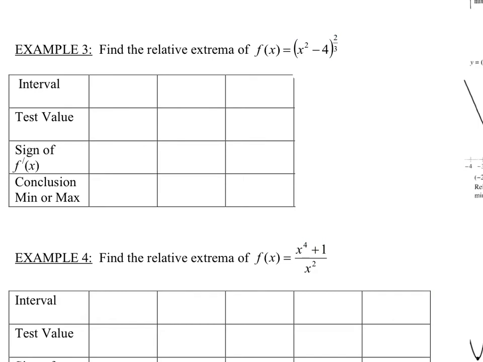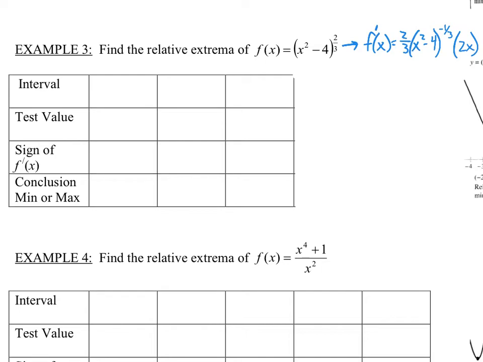Alright, so on example 3 here, we want the relative extrema of f of x equals x squared minus 4 to the 2/3. So, as we have with all of these, we find the derivative. f prime of x is 2/3 times x squared minus 4 to the negative 1/3 power times 2x, because we have the chain rule.